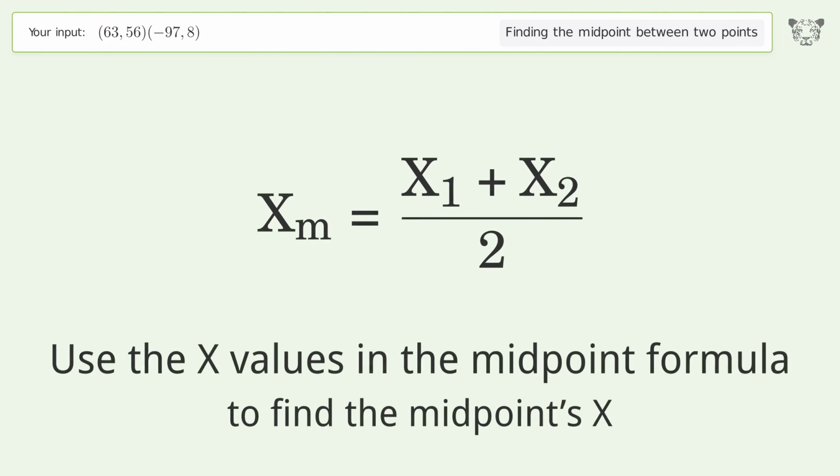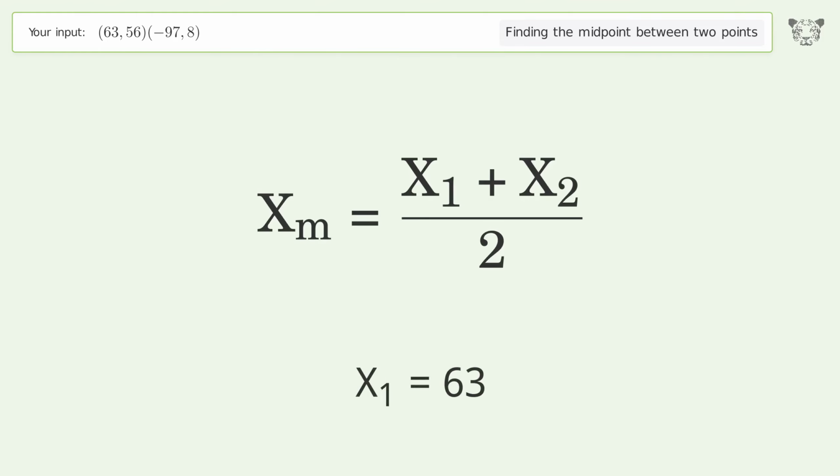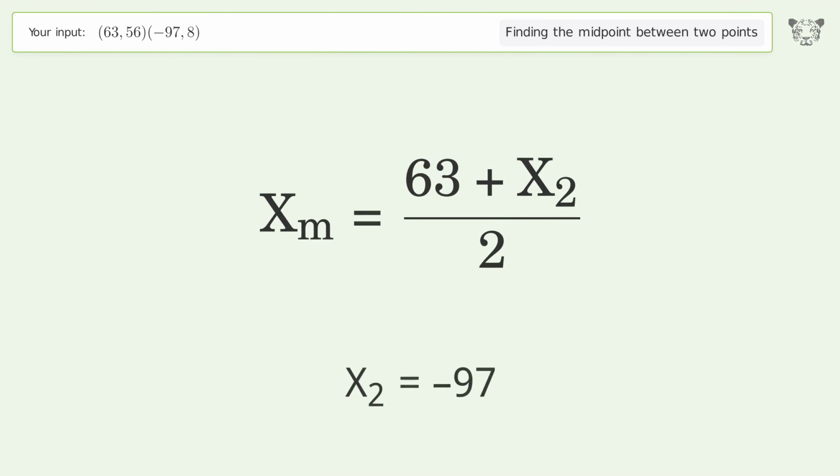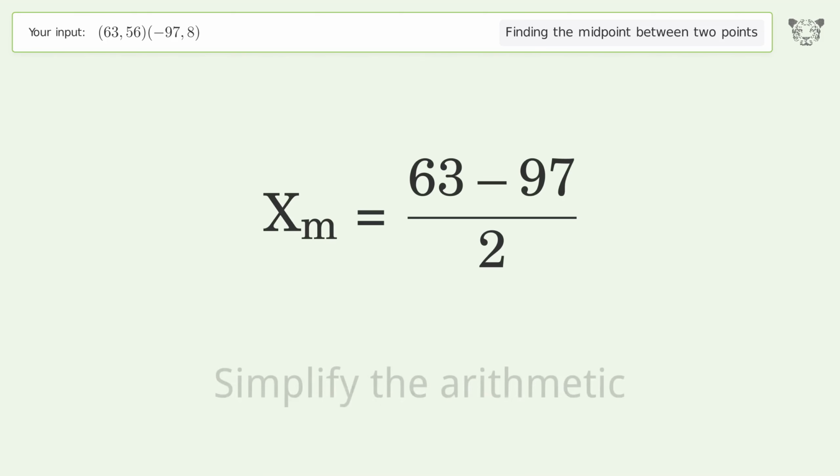Use the x values in the midpoint formula to find the midpoint's x. x1 equals 63. x2 equals negative 97. Simplify the arithmetic.